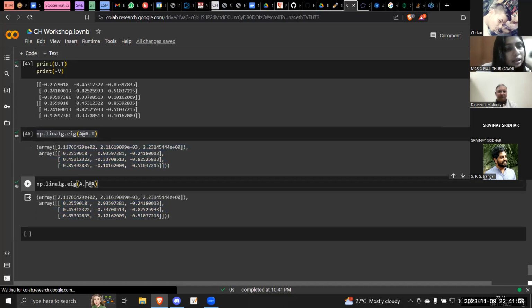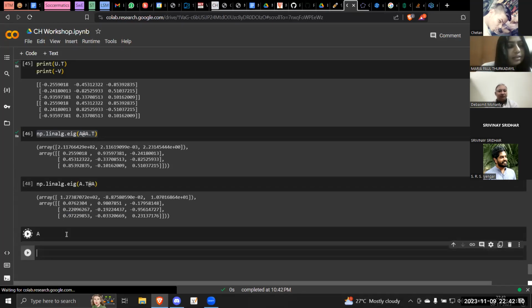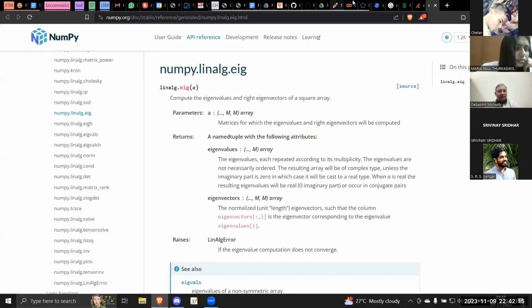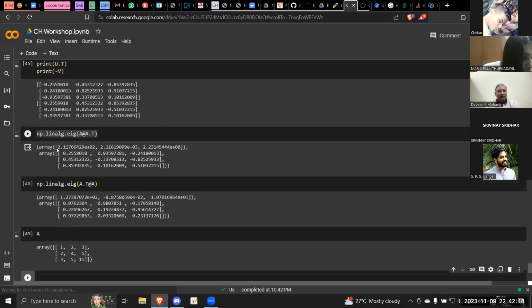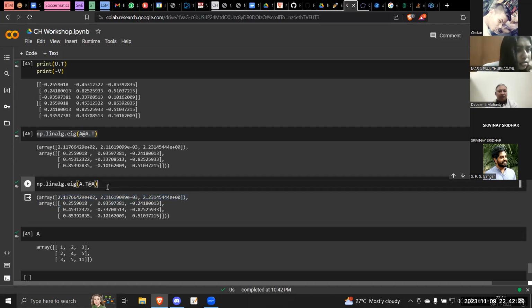That means A transpose and A are equal, right? No. Is A symmetric? No, I don't think so. We took a random one. It wasn't symmetric. By the way, eigenvalues are different, as you can see, right? Now even eigenvectors are different, no? Sorry, this I'm not sure.